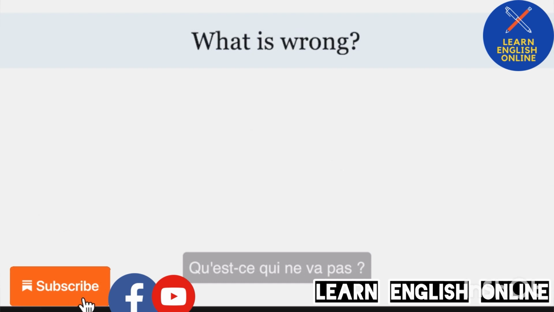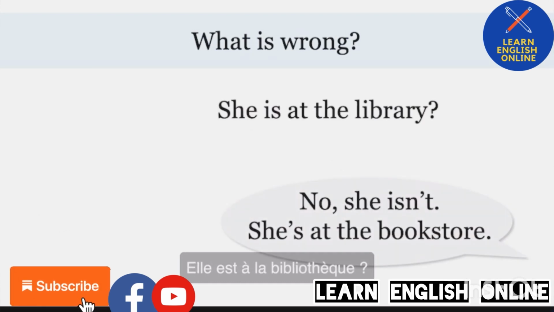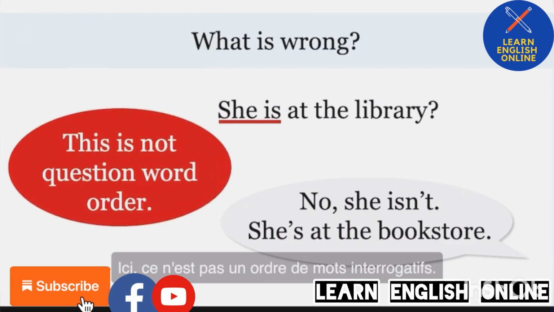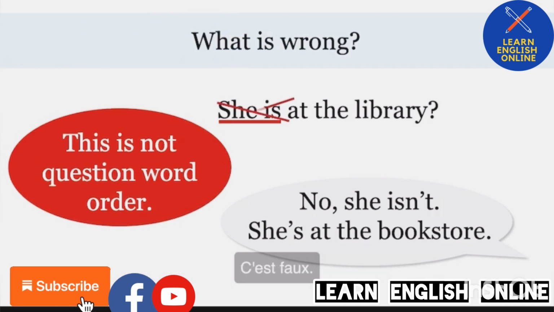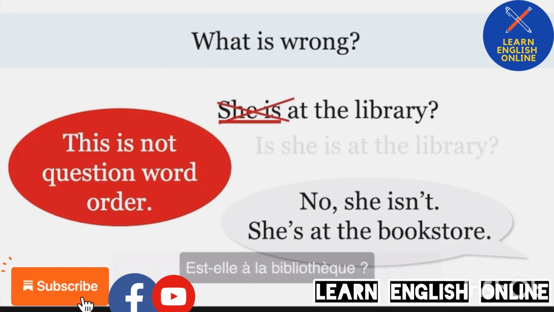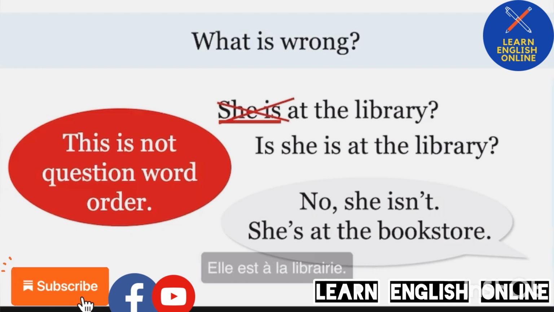What is wrong? She is at the library? No, she isn't. She's at the bookstore. Right here. This is not question word order. So this is incorrect. We have to switch this or reverse the order. Is she at the library? No, she isn't. She's at the bookstore. Okay?